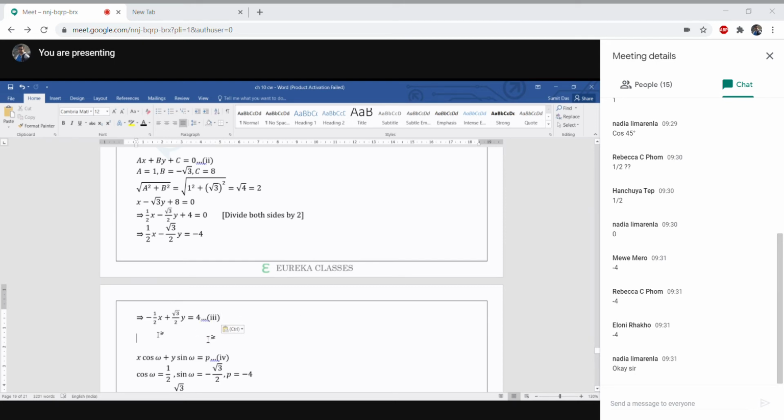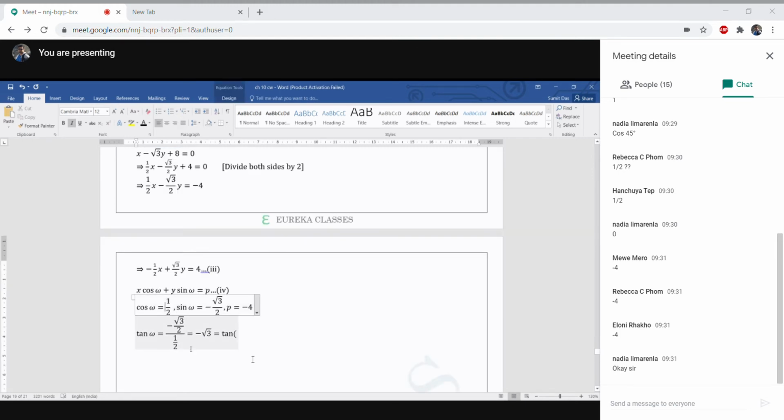So now if you compare 3 and 4, we'll get cos equal to -1/2, sine will be plus root 3/2, and p will be plus 4. Okay, so the tan value will not change, but the thing is that tan will be minus root 3. Which value of tan gives minus root 3? It will be tan 120 degree.